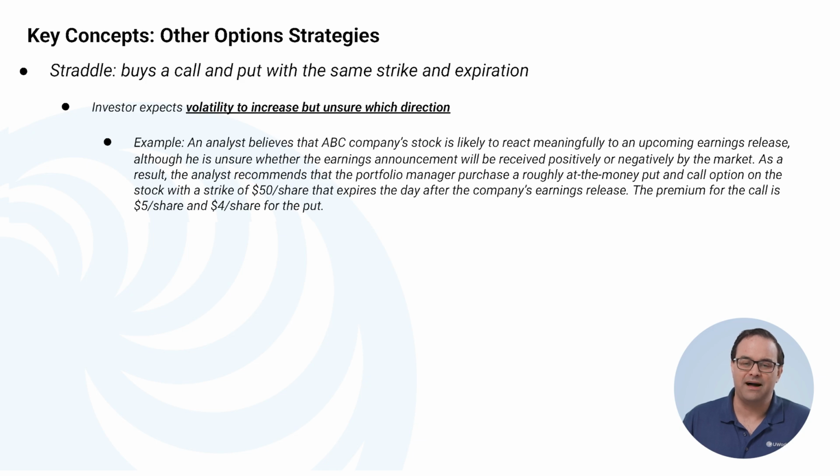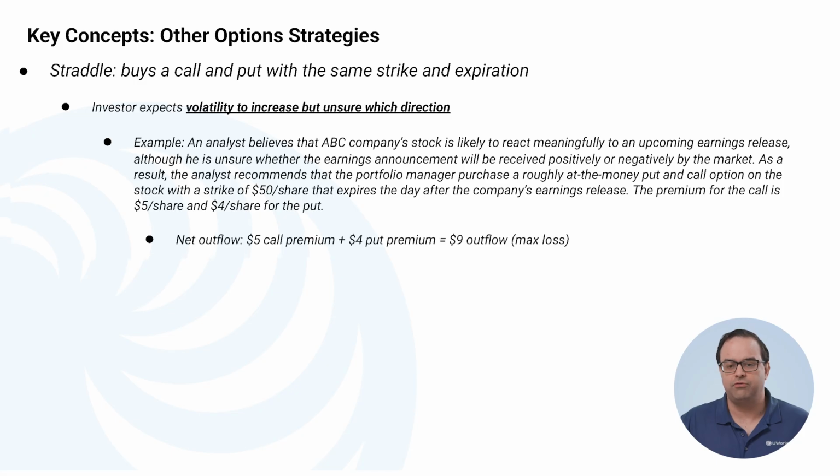This trader then buys an option expiring the day after the earnings announcement because he or she is unsure of which direction the stock will move after the announcement. And in this case is buying a put and a call on the stock at $50 a share. The premium for the call is $5 a share and $4 for the put. So for this long straddle, the net outflow is the sum of the premiums paid for the call and the put, which would be $9 a share, and that's also the max loss.